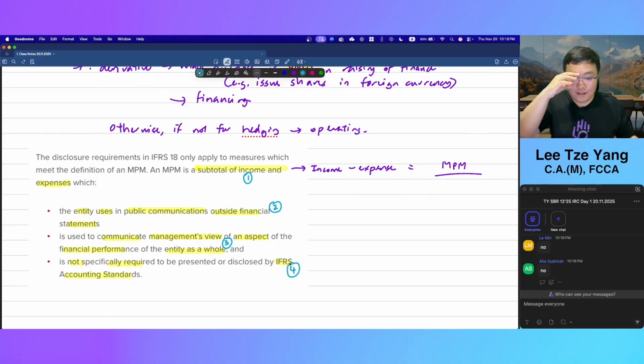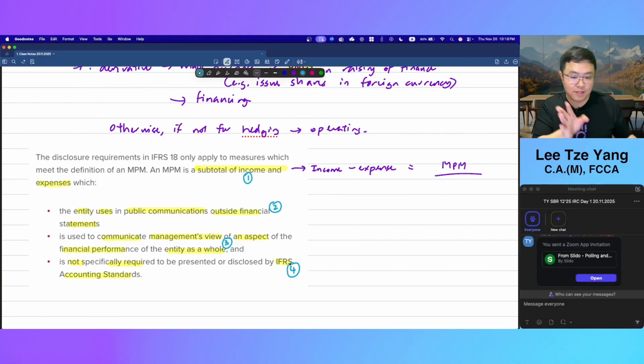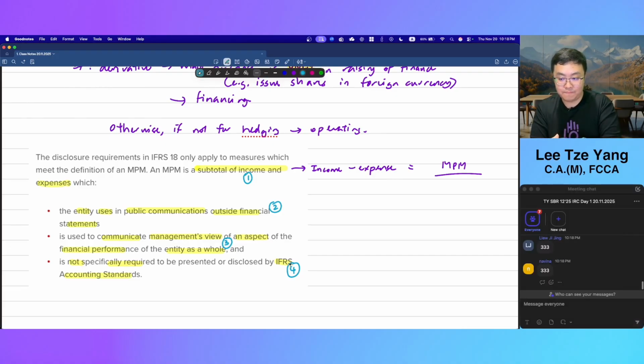The questions in SBR can ask you, is it MPM? In the September revision, I have a question on this. You watch that, you will understand more. But everyone, so far, are you with me? If you are with me, you type 333. Can you understand the meaning of MPM? Okay, good. Let me recap.